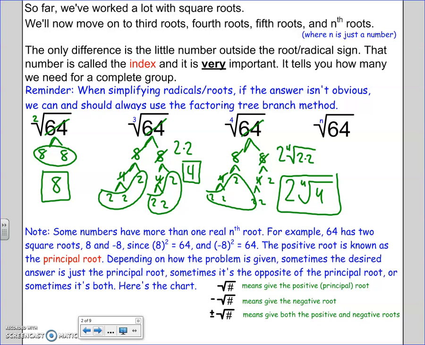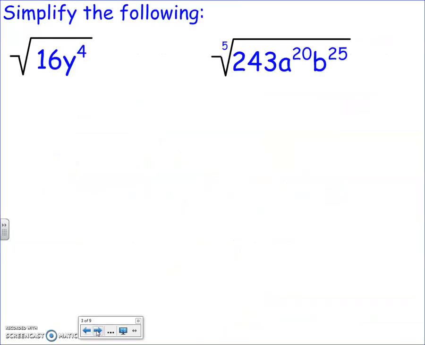All right. Remember, some numbers have more than one real nth root. For example, 64 has square roots of 8 and negative 8 because 8 squared is 64, negative 8 squared is 64. We call the positive one the principal root, and sometimes depending on the problem, they want just the principal root, the positive one, and sometimes they want the negative one, sometimes they want both. So check what they want. If they just have nothing in front, they just want the positive. If they have a negative in front, they want the negative. If they have a plus or minus in front, they want both.